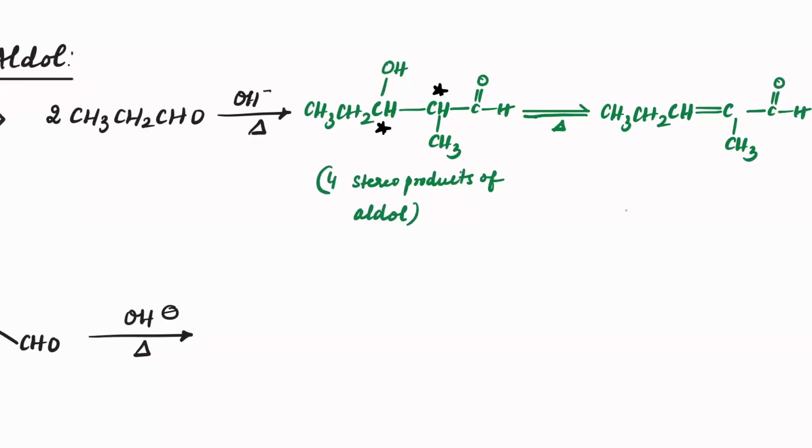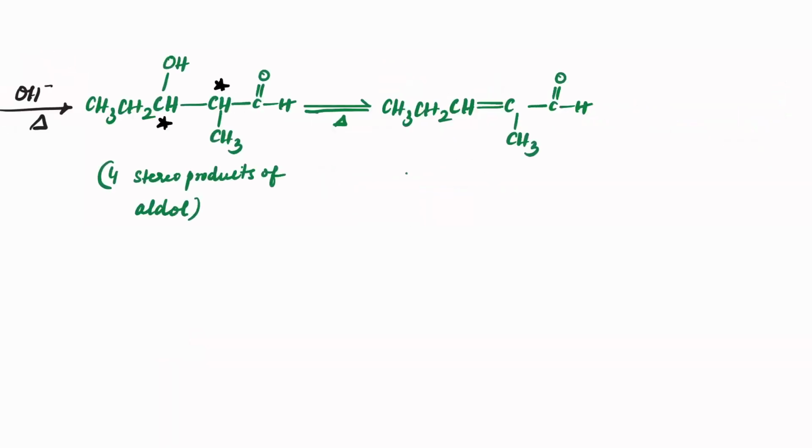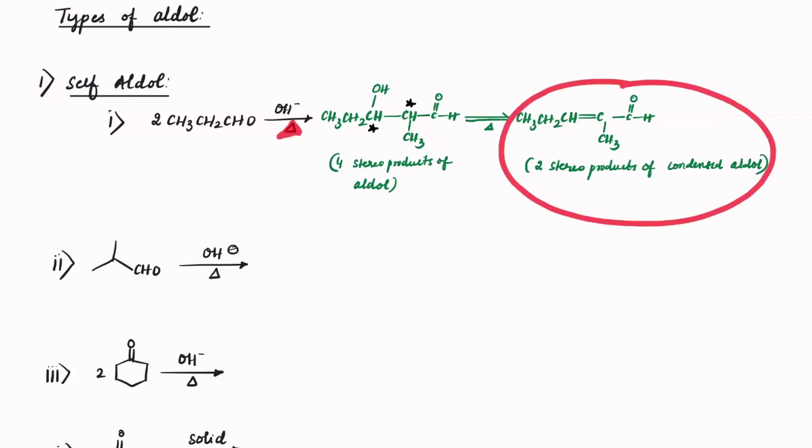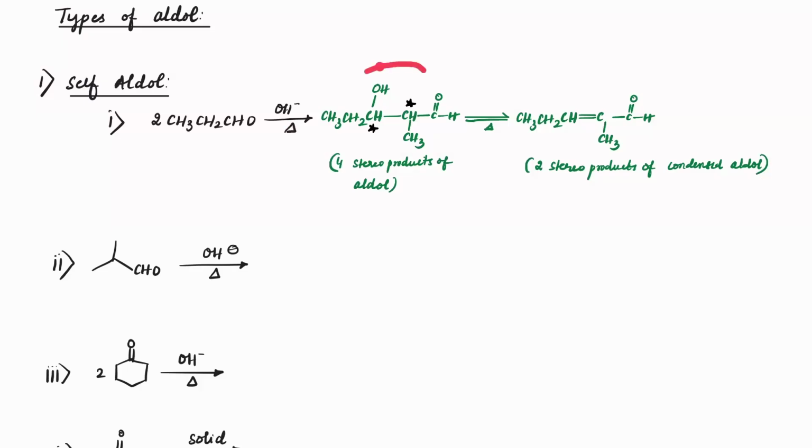Okay, so there are 4 stereo products of aldol. Come here now. If the question is asked what about the condensed aldol, so we can say 2 stereo products of condensed aldol. Or if the question is directly given, like, heat is given and you were asked what are the final total products, you will always notice this one. So you should always write there are 2 stereo products. If without heat is given, you will stop it here and you will express this as 4 stereo products.